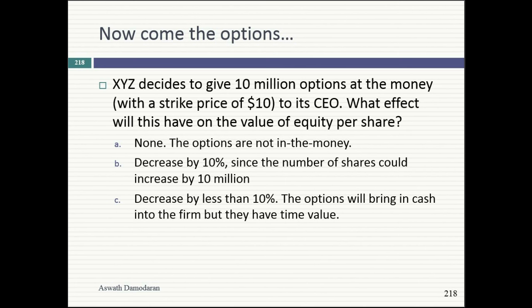Do you see where I'm going? Even though these options are at the money, there is value to the options because there's a time premium. And guess who pays for the time premium? You do. That's why your value per share goes down. And that's why you have to bring in the optionality to make the argument. If you talk in terms of exercise value, you say, hey, there's no effect. I can issue as many options as I want.